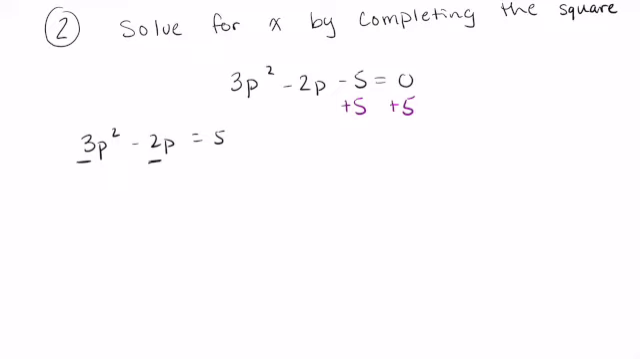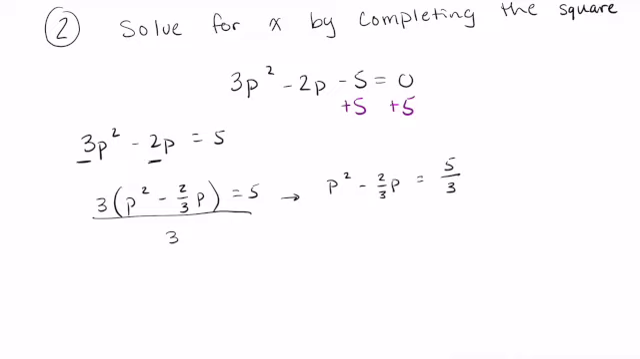Now, if you notice, this is going to give me fractions. And a lot of people will get very upset or very confused here. They're going to be like, I don't know if I'm doing it right. It's okay. So what I want to do is factor out that 3. That gives me p squared minus 2/3 p equals 5. And then I'm going to divide everything by 3. So that gives me p squared minus 2/3 p equals 5/3.